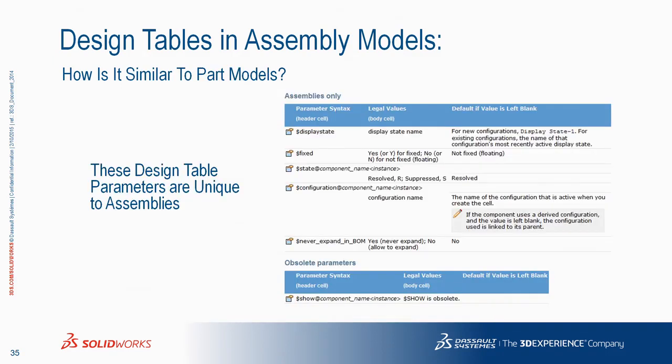So how is it similar or different than part models? These are the design table parameters that are unique to assemblies alone. So we have display state, whether a component is fixed or floating, the state of a component, and the configuration.